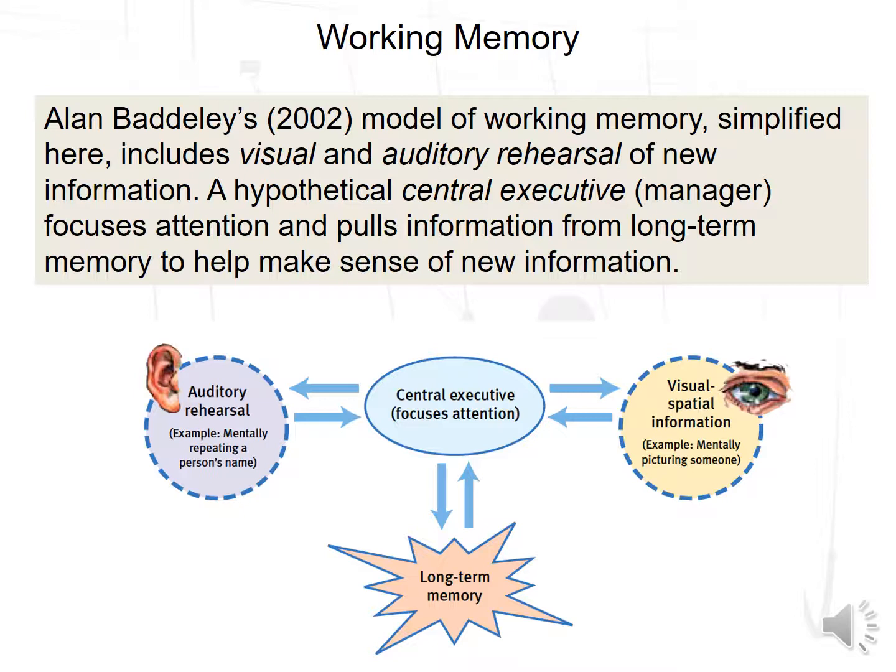An example, in auditory rehearsal, we may mentally repeat a person's name. For visual-spatial information, we may mentally picture someone, and the central executive will focus that attention and help promote the information not only into long-term memory, but hold it in working memory.